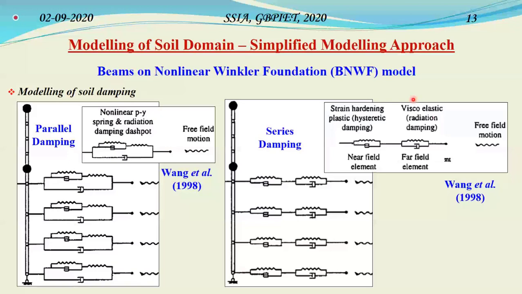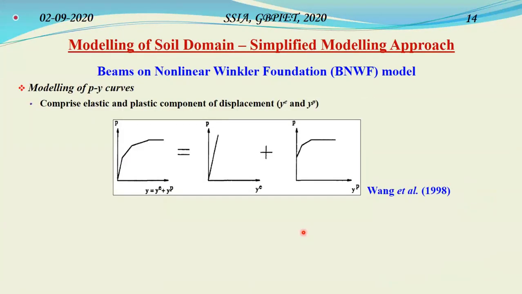If you compare the two, in parallel damping the near field and far field effects are clubbed together, whereas in series damping the near field element and far field element are completely separated. The second one, series damping, is considered a better and more appropriate model between these two. There are far more advanced models where there is a near field element, a far field element, and a transition element as well, which converts the near field composition to a far field composition.